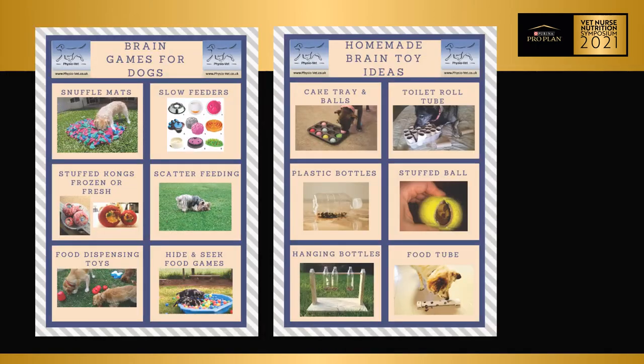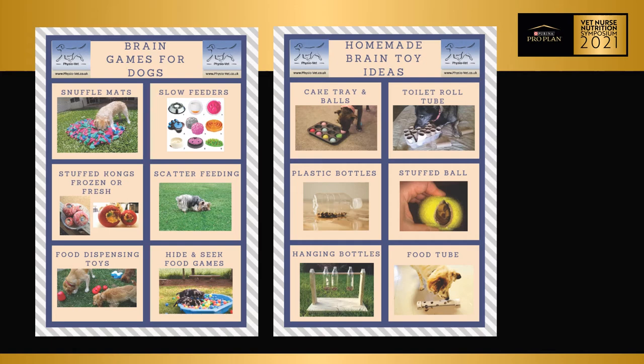Okay, so here are some examples of brain games that we give to owners in practice. So on the left, there's the snuffle mats that I've talked about previously. You can either buy these ready-made, or there's some brilliant videos on the internet that show you how you can make them, and they're quite easy apparently. And there's your scatter feeding, there's your stuffed Kongs, either with fresh food, which is quite an easy game for them, or you can make that game more difficult by freezing that food. And then there's your slow feeders, and then your hide and seek games just with using a child's ball pit.